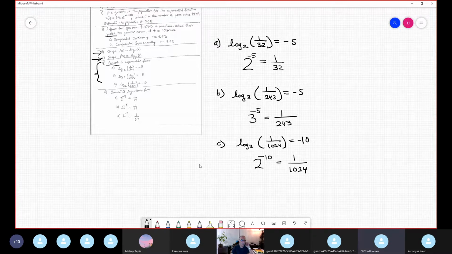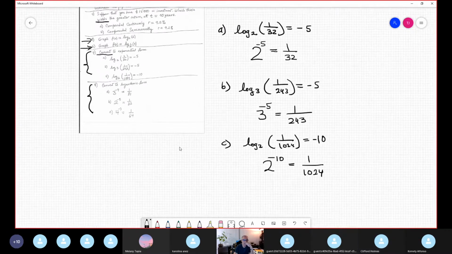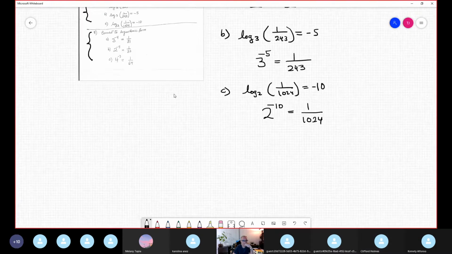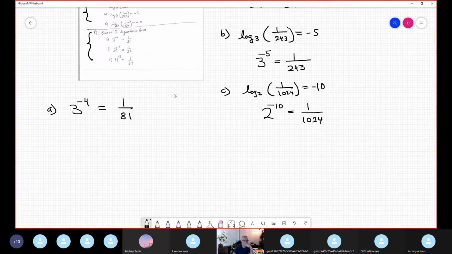No problem. Number 7 done. Let's do number 8 now, it's completely backward, in the opposite direction. I give you exponential and you have to convert to logarithmic statement. So A, B, C: A is 3 to the negative 4 is equal to 1 over 81; B is 2 to the negative 5th power is equal to 1 over 32; and C is 4 to the minus 3 is equal to 1 over 64.